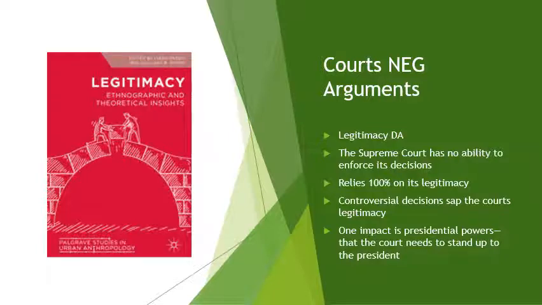So the Supreme Court relies 100% on its legitimacy, its trust, its reasoning behind its decisions. And the theory goes that controversial decisions will sap the court's legitimacy. If something is controversial, then the court won't be perceived as legitimate. And I'll talk more about this in the court capital disadvantage, but there are reasons to think this current court might not be very legitimate.